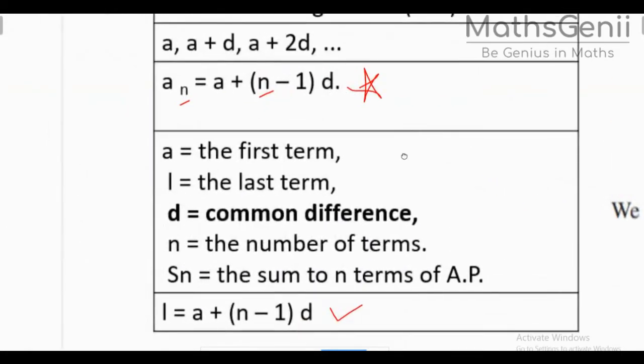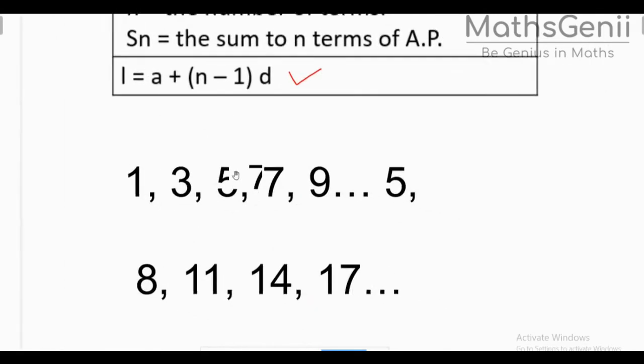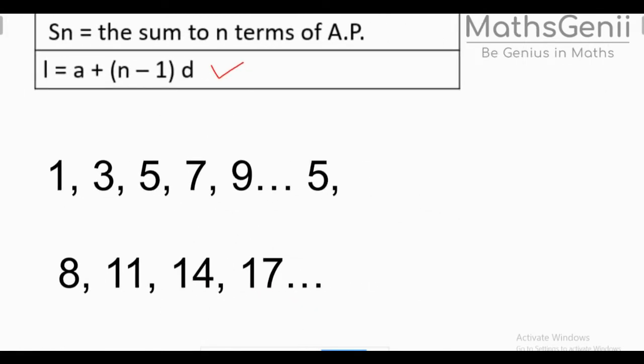So what are the denotions? Let's look at the formula denotion now. A is your first term, L in the formula is the last term, D is the common difference, N is the number of terms, Sn is the sum of those terms. Okay, now for example, you see this. We'll just write what is A, what is the last term, and so on and so forth. We might be having 15 here. So what is the first term? How do you denote the first term? It's denoted by A.